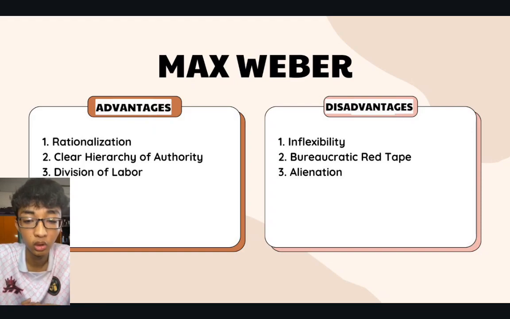Third is division of labor. Weber approach promotes the division of labor based on specialized expertise and skill. By assigning tasks to individuals with appropriate knowledge and expertise, organization can improve efficiency and productivity.